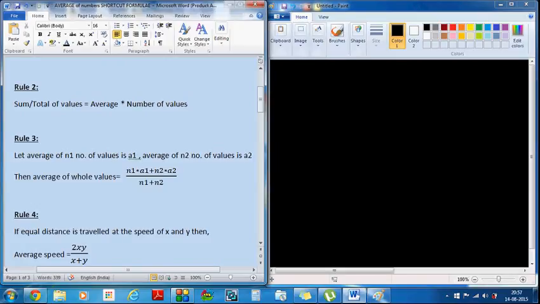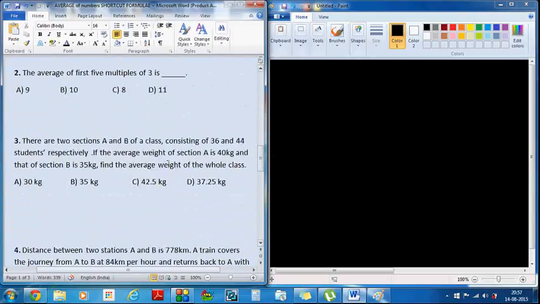So two averages are given and two numbers of values are given. Then we can calculate the average of the full set of values. Similarly here, there are two sections and the number of students is given, 36 and 44, and the average weights are also given, 40 kg and 35 kg. So what will be the average weight of the whole class?